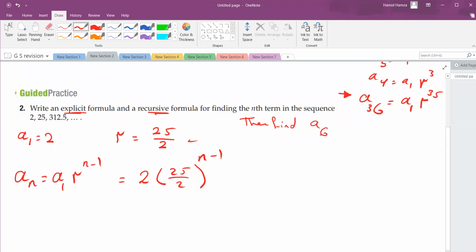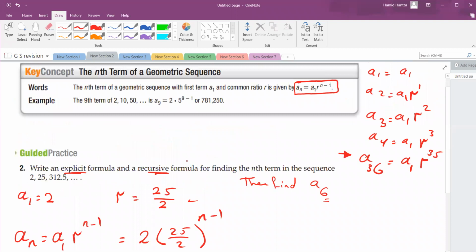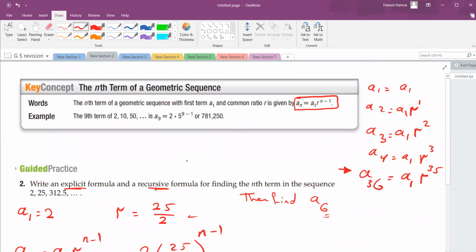A6, for example. A6, the sixth term. So if you want to find A6, just replace n by 6. So it will be 2 times (25 over 2) raised to the power 6 minus 1. So you can use your calculator and find the answer. Any question, guys? Okay.